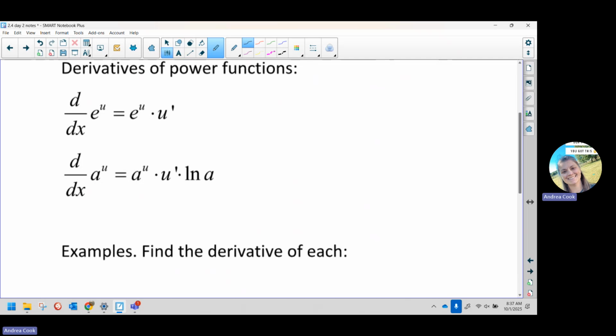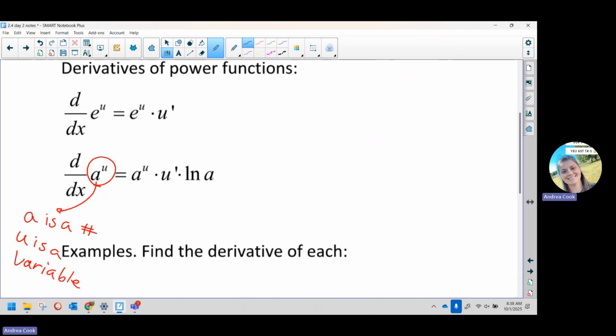The rule is actually 3 parts. Both of these rules are 3 parts. So start out with the harder one. Start out with this one. Okay, so a to the u. A is a number. U is a variable.